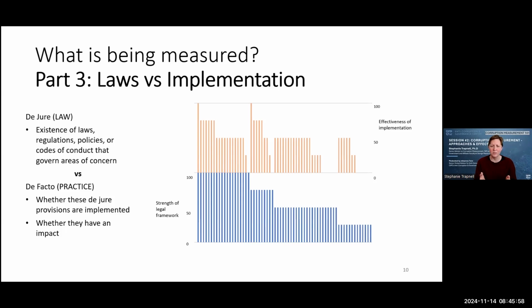And you'll see I've put up on the screen just a general graph that is the strength of the legal framework on the bottom in blue, that's the de jure, and on the top is the effectiveness of the implementation, which is the de facto.